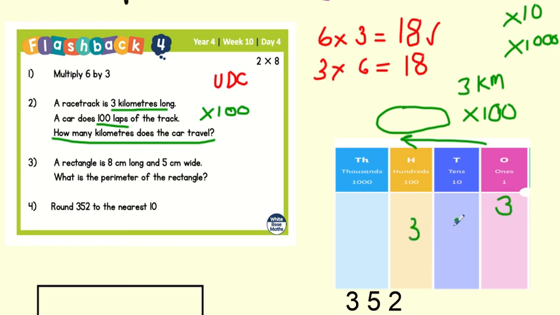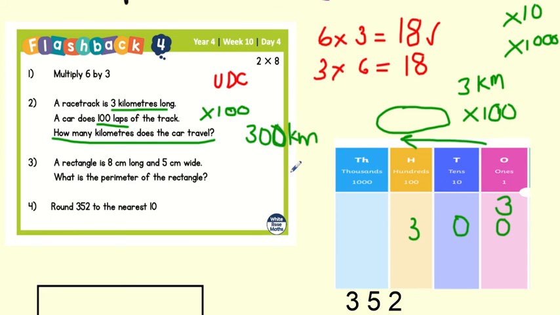I've got no 10s, so I put my placeholder in, and no 1s. So he travels 300 kilometres. And you can shorten kilometres to km. Okay, let's make sure that looks like a 0.